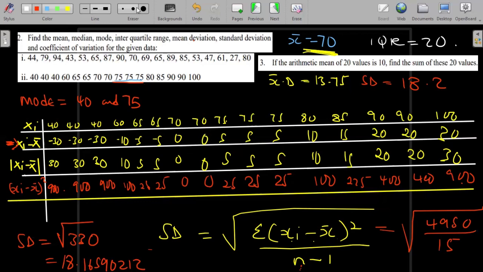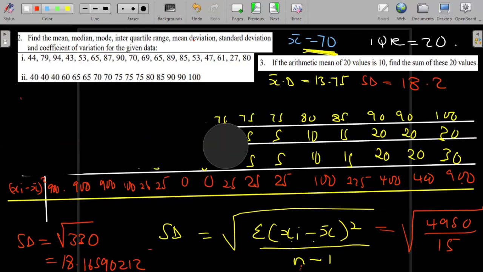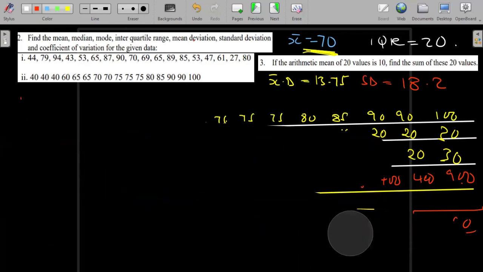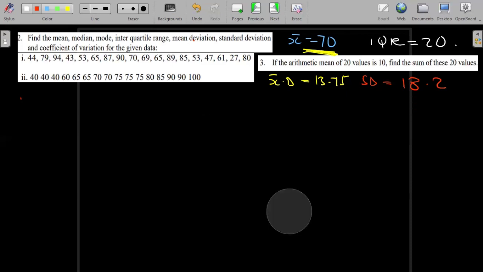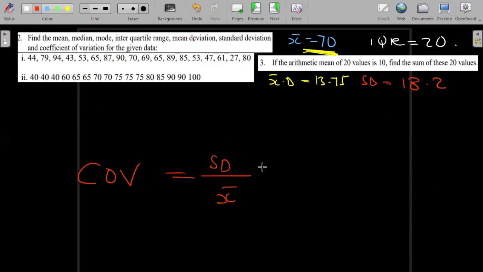Okay, so if there are no questions, let's find the coefficient of variation now. So the coefficient of variation, we're going to use the mean and the standard deviation. So coefficient of variation is equals to the standard deviation divided by the mean, then multiplied by 100. So this is the formula. So we're going to say this is equals to, the standard deviation is 18.2 and the mean is 70 and then multiplied by 100.